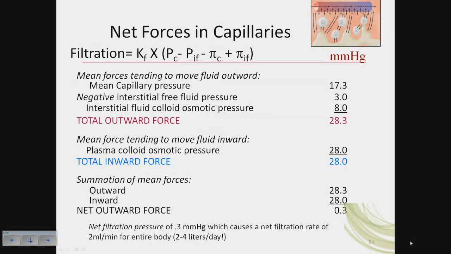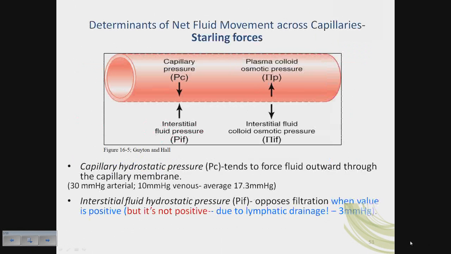Now, what are the other forces at play for filtration? The Starling forces. We have 2 hydrostatic pressures and 2 osmotic pressures. Now I'd like to back up and review those pressures. Let's first talk about hydrostatic pressure. A hydrostatic pressure is the force exerted by a fluid on a vessel wall or a container. Now, the fluid can be within the container or vessel, and there also can be fluid external to the vessel.